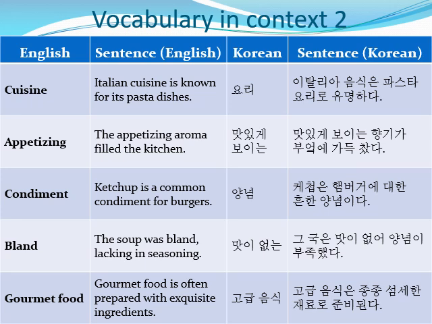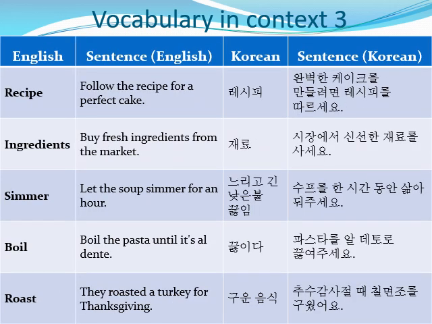Condiment. Ketchup is a common condiment for burgers. Bland. The soup was bland, lacking in seasoning. Gourmet food. Gourmet food is often prepared with exquisite ingredients. Recipe. Follow the recipe for a perfect cake. Ingredients. Buy fresh ingredients from the market.